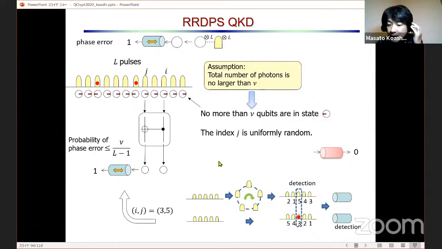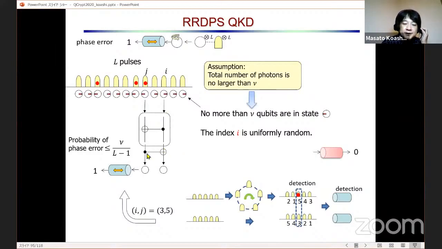And what happens if Bob detects a photon in this line here? In this case, J is no longer random. So there is a high probability of having minus here. But in this case, Bob tells Alice that Alice must do something. Then what Alice should do is apply the control NOT operation here. So this is one of the z-axis rotations for this qubit. So this is a rotation operation.